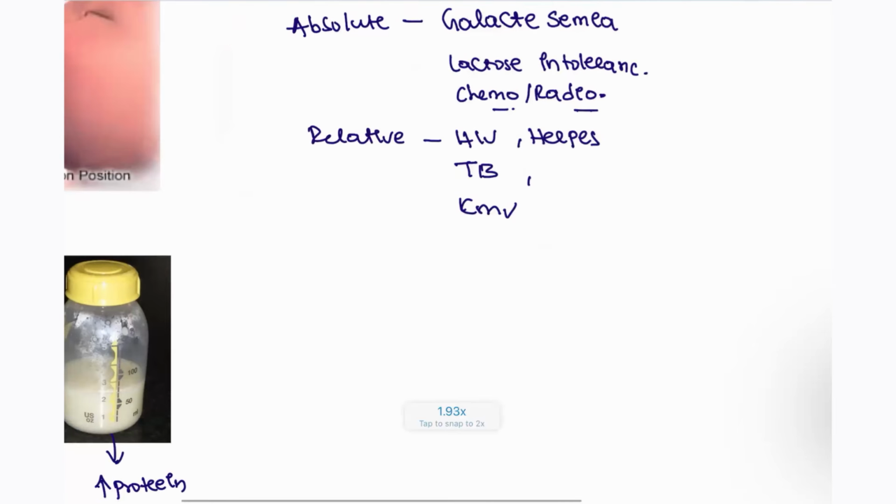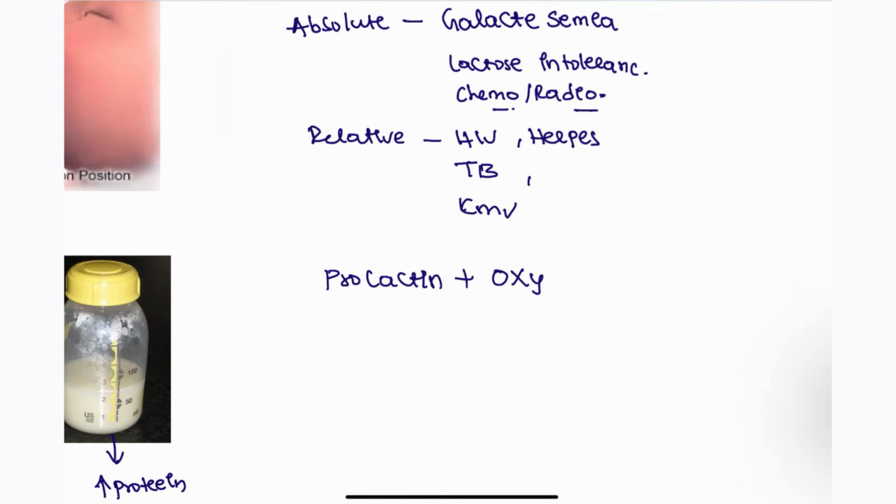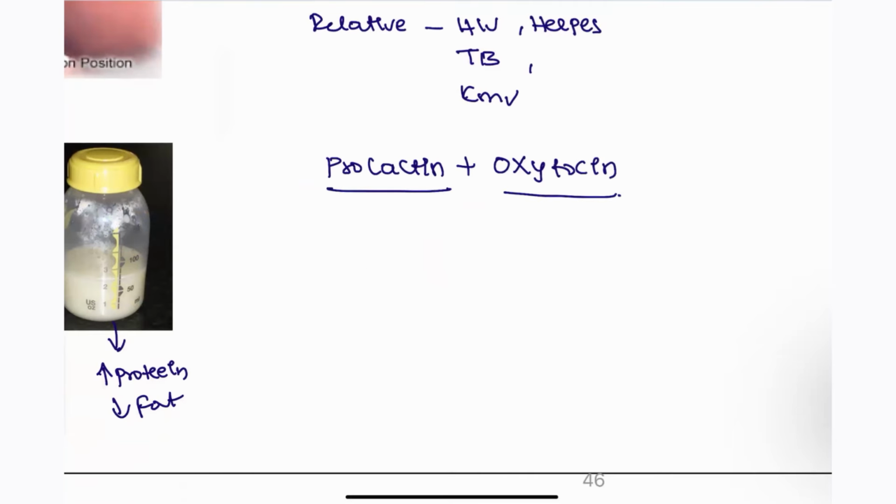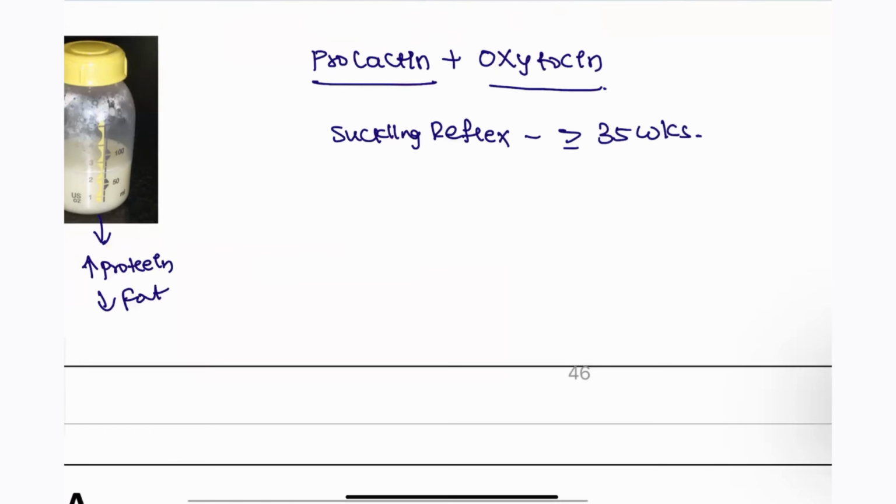But actually, this will be associated with two hormones. One is prolactin and the other one is oxytocin. Prolactin and oxytocin are going to play the major role here in the production of milk for the mother. Next, the suckling reflex. This suckling reflex will be present at more than 35 weeks. But what about the patients who are less than 35 weeks?